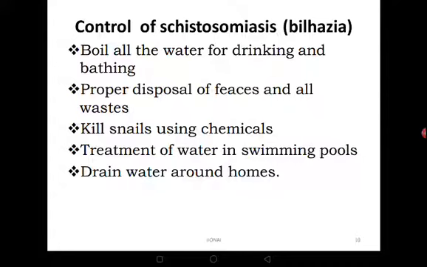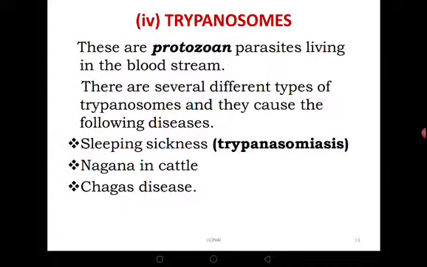Great. So at least now we can control schistosomiasis, and we know how it is spread, and we also know its life cycle. That's great. Let's look at the trypanosomes, the fourth parasite we are looking at today. I hope you also remember trypanosomiasis. Yes, the sleeping sickness. So we are looking at the members that cause it. So these are protozoans living in the bloodstream. These are blood parasites as well, and they have different types.